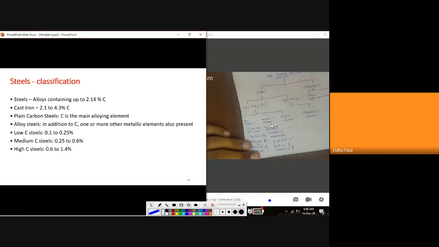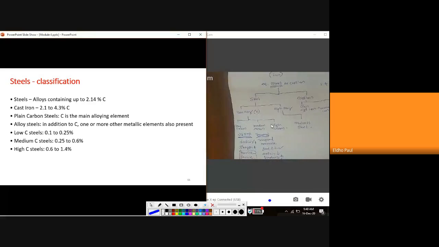And another one is high carbon steel. The next one is high carbon steel. In the case of high carbon steel, we have 0.6 to 1.4% of carbon. So here the carbon content is increased. So what happens when we increase the carbon content?